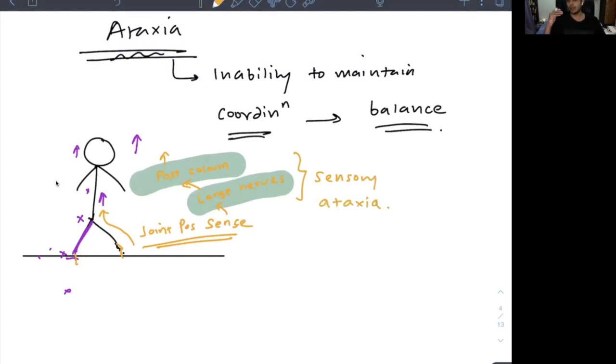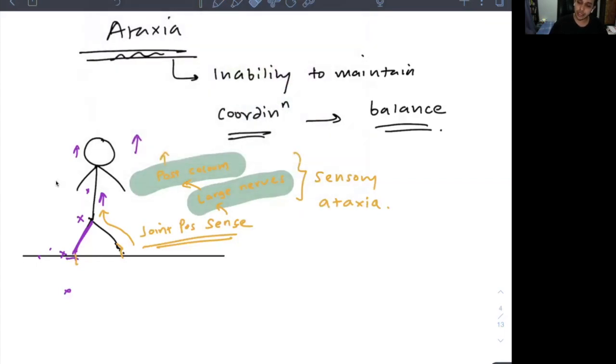So a sensory ataxia is you have imbalance, you have ataxia, but the ataxia is because you are not getting enough information from the ground or from your periphery for you to make an informed decision as to how to stand, how to walk. So if you don't know, then how do you decide? So that is sensory ataxia.